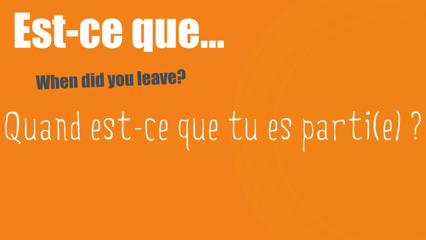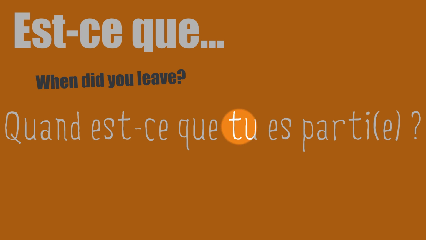Quand est-ce que t'es parti? You can also hear that we've got a liaison here. It's like a contraction between the subject tu and the verb es. Instead of tu es, we say t'es. Quand est-ce que t'es parti?